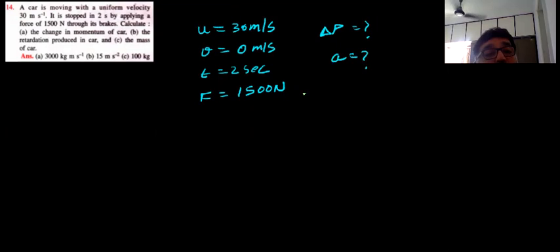So the car is stopped in 2 seconds by applying brakes, and the force produced by the brakes is equal to F equals 1500 newtons. Calculate the change in momentum, that is delta P. Second part, calculate the retardation. Third portion, calculate the mass of the car.